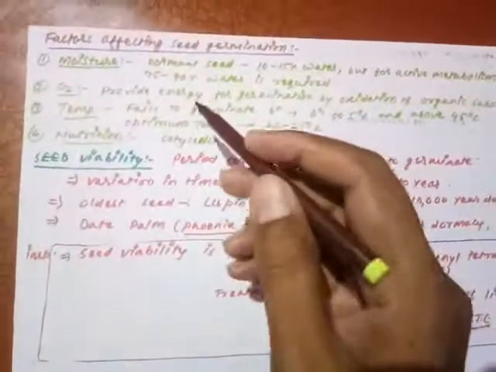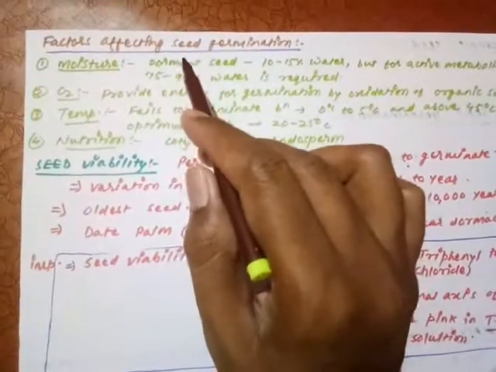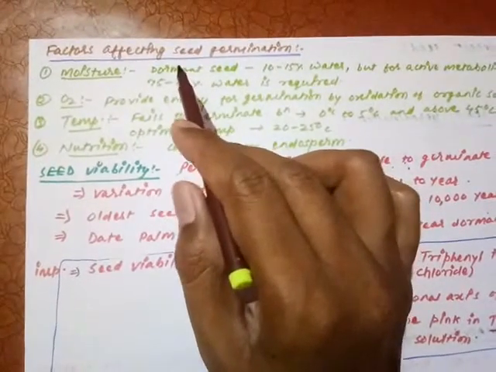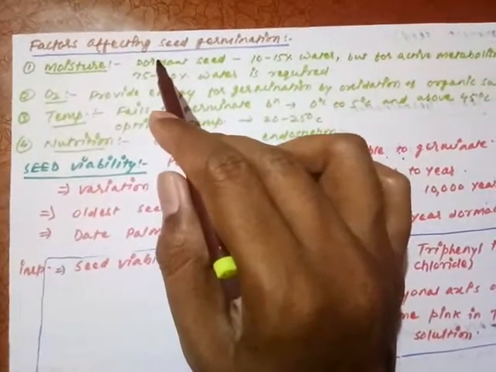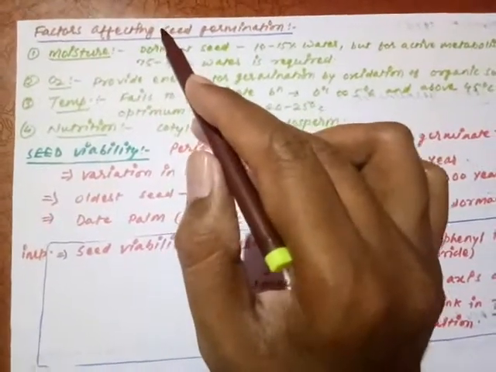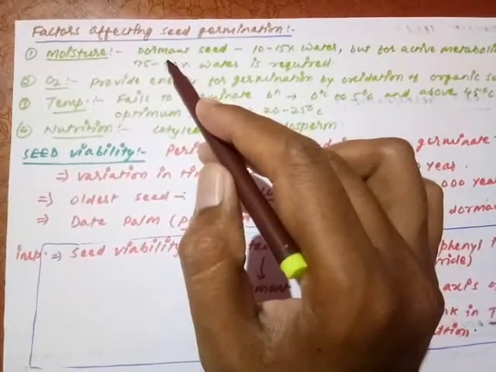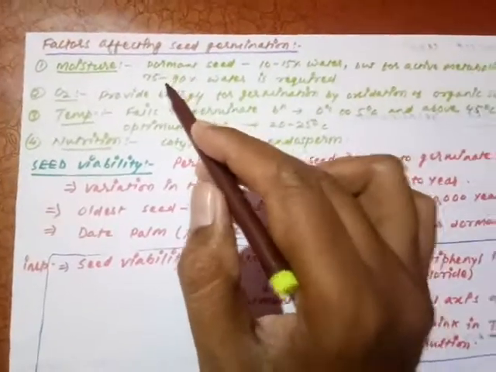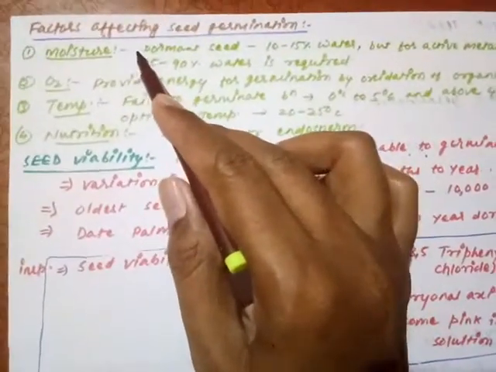Students, now we are going to discuss the factors which regulate the germination of seeds. The first factor is moisture. Basically 3 major factors are there: air, water and temperature. So water in the form of moisture.